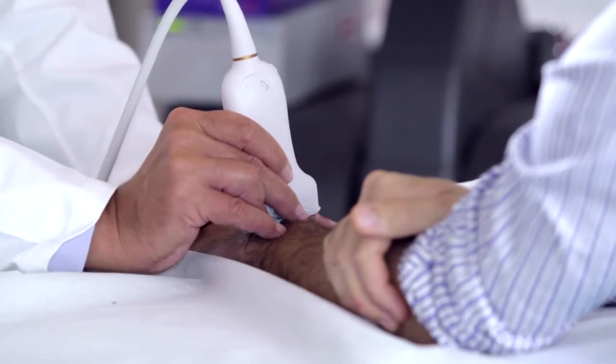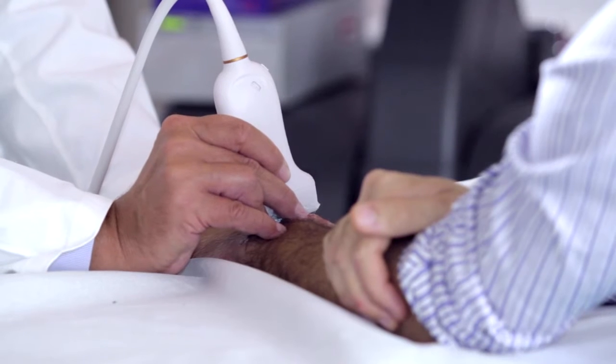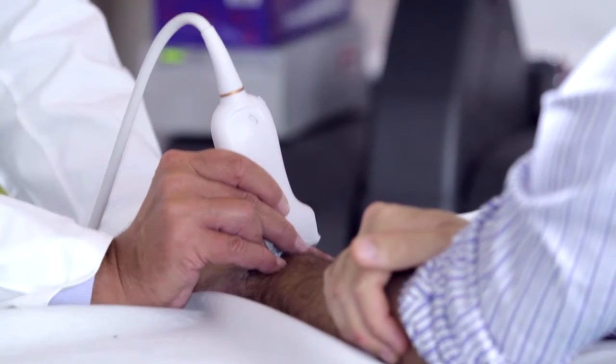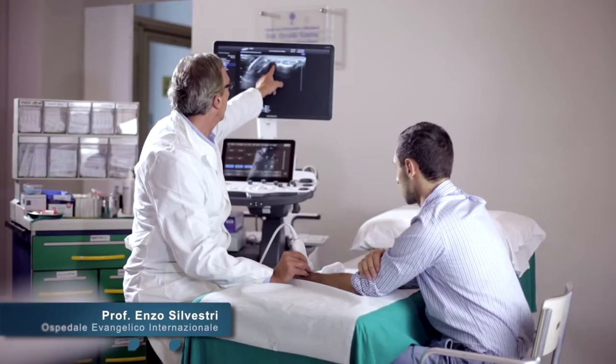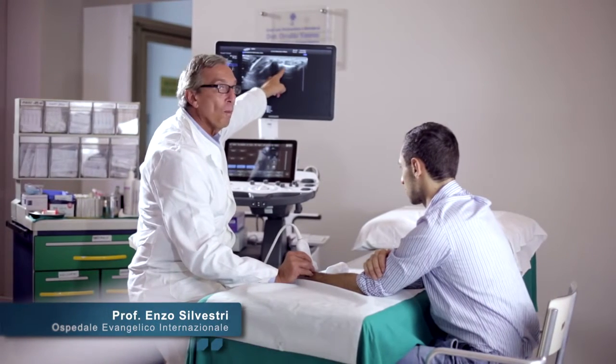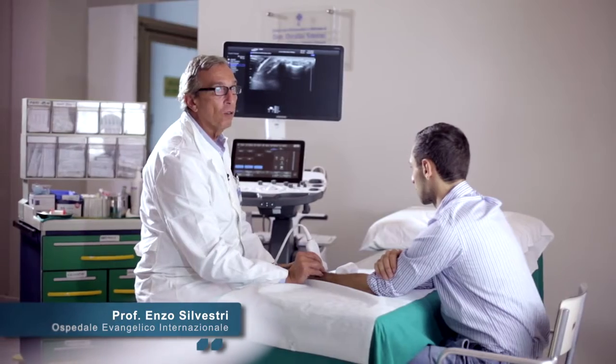An important anatomical point is Lister's tubercle, which we see here as a deformation of the bone profile on the radial level. This is an important reference point because it allows us to count the number of compartments. Specifically, Lister's tubercle divides the second compartment from the third compartment of the extensors.